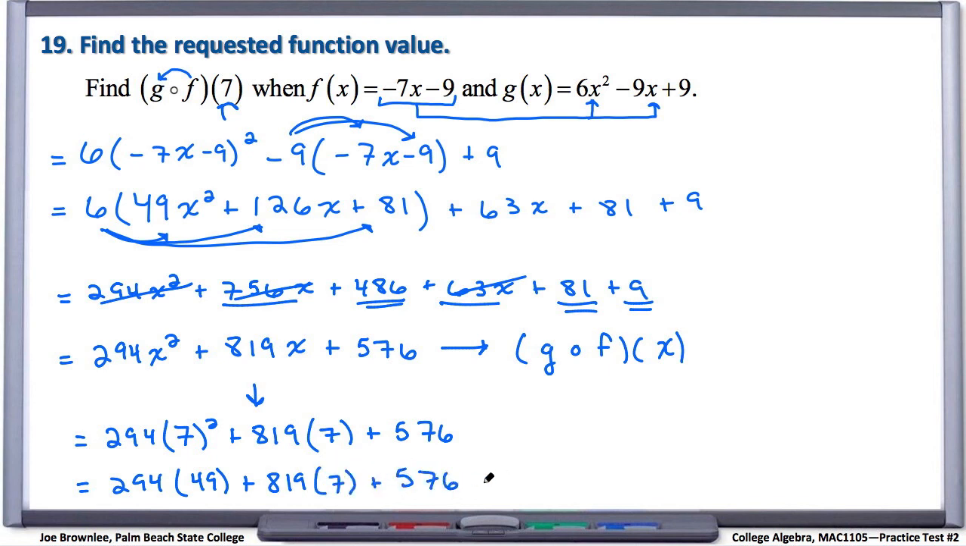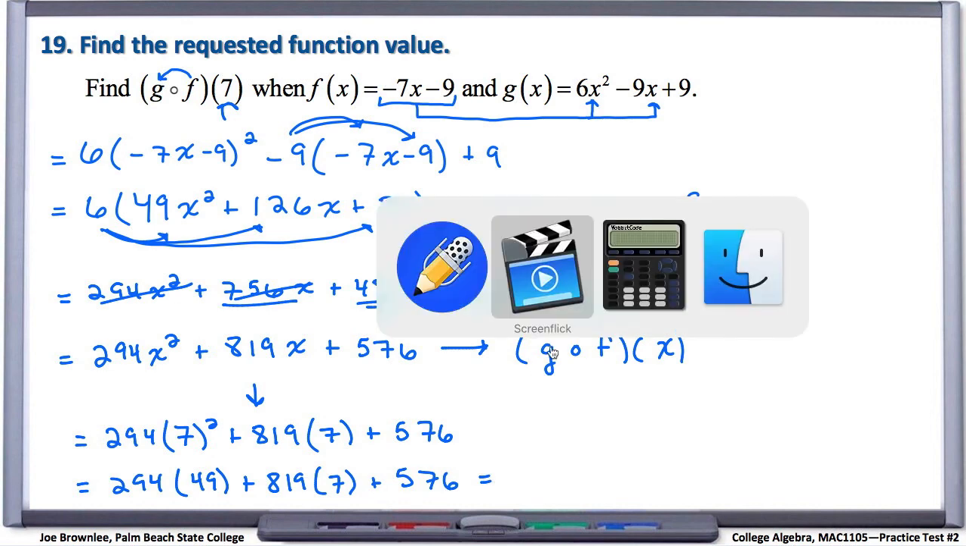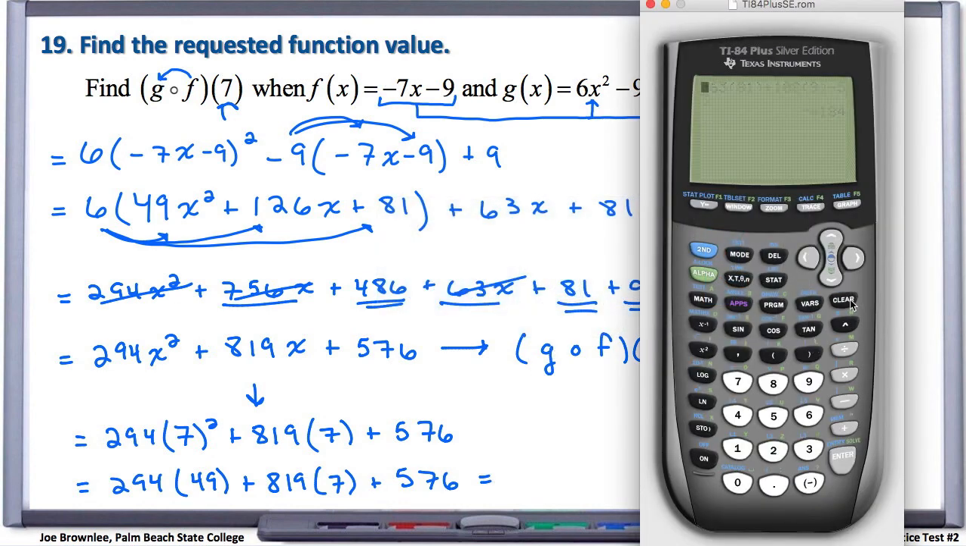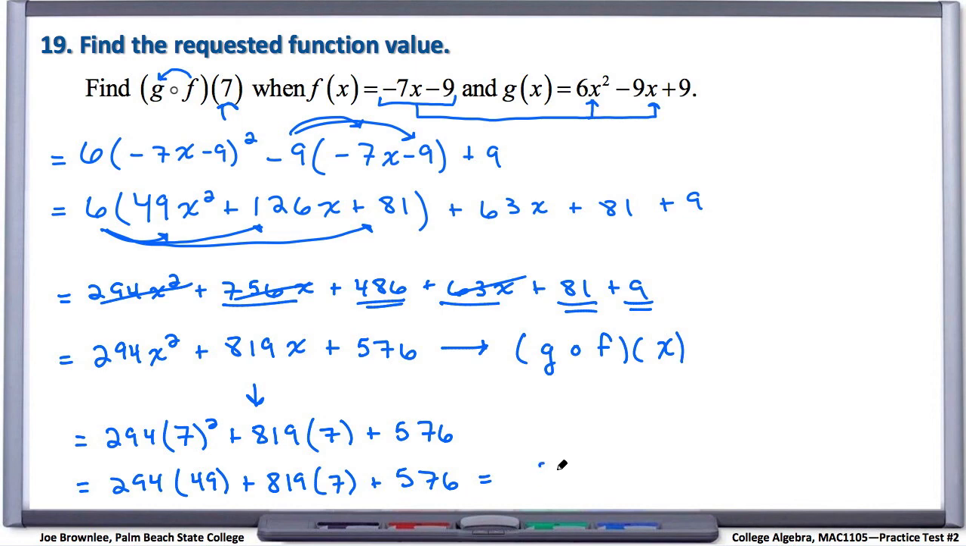plus 576, and we'll bust out our handy dandy calculator and figure out what this is. So 294 times 49 plus 819 times 7 plus 576 will give us 20,015.